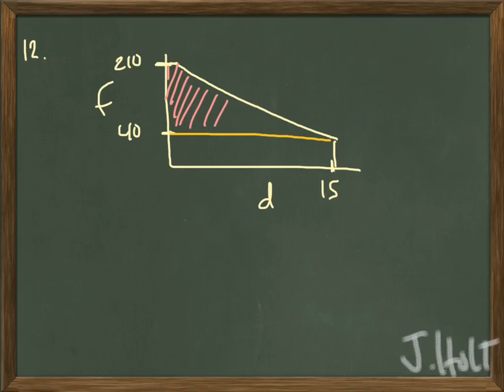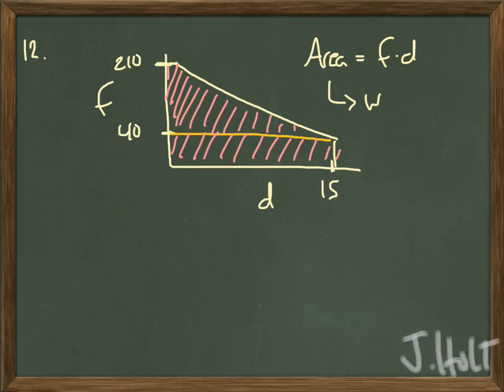Force times distance. That sounds really familiar. Force times distance is work. So if we can find the area under the curve, we will find the work, because the area would be force times distance, and force times distance is work. So, alright, let's go ahead and do that.